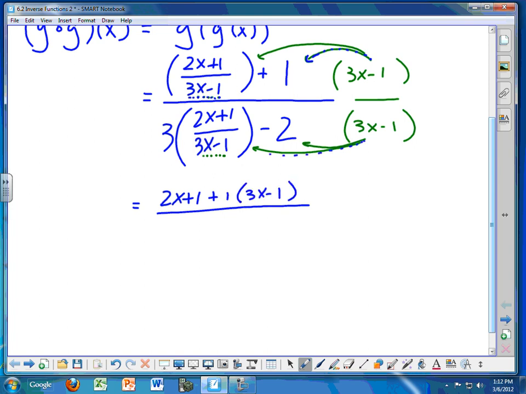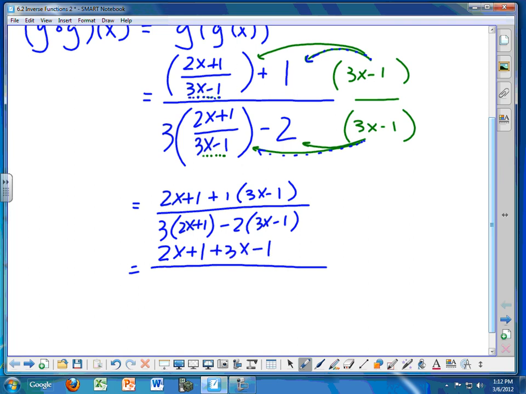And down on the bottom, the first time here, we do get a cancellation, leaving the 3 from the outside and the 2x plus 1. And then minus 2 times the 3x minus 1. These are quantities in the top and bottom. Do not cancel them. Obviously, we'd want to just work through this and see how this comes out to be. 2x plus 1 plus 3x minus 1, and this is 6x plus 3 minus 6x plus 2.